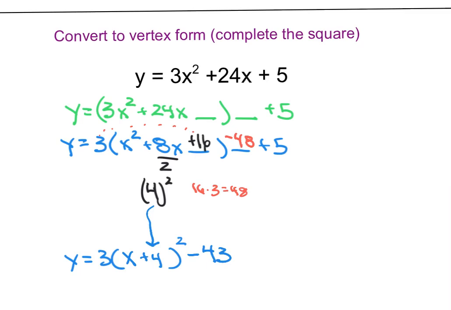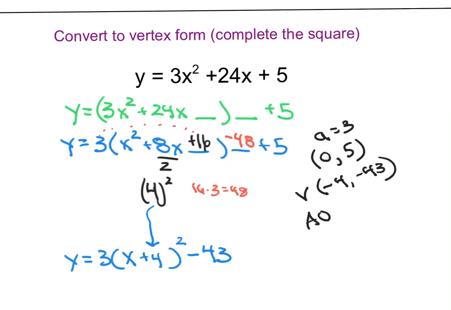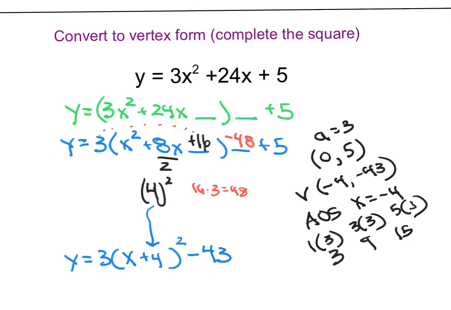So let's review. What do we know about the parabola? The standard form tells us that we have an a value of 3, that we have a y-intercept of 5. The vertex form tells me I have a vertex of -4, -43. I have an axis of symmetry of x equals -4. Then my pattern of change, 1a, 3a, and 5a. I've got a 3, a 9, and a 15. Since the a value is positive, I know I'm opening up, and that vertex will give me a minimum value.